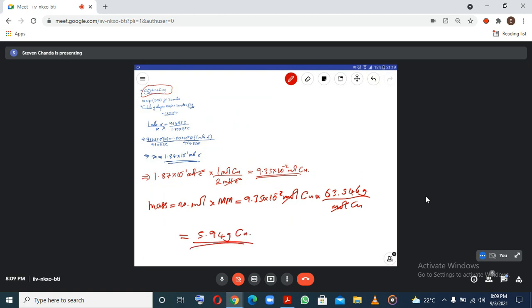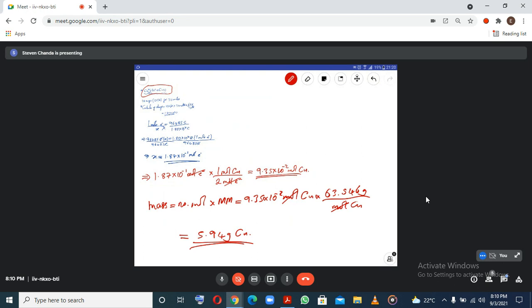So it means that in this time the current was being passed, 10 amps, of which we know that 10 amps is equal to 10 coulombs of charge per second, and was being passed for 30 minutes. So from here, we've been able to calculate the amount of copper that was plated on the electrodes. So these are some of the important chemical reactions which occur in chemical plants.